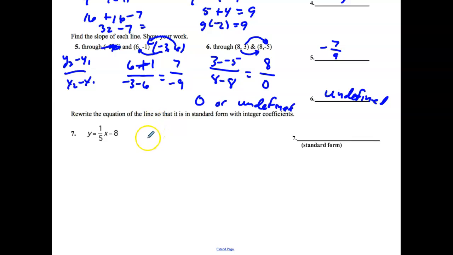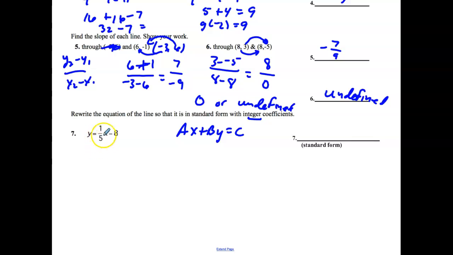Okay, 7, we're going to write in standard form with integer coefficients. Make sure you know your forms for the test. Standard form is ax plus by equals c. Integers means you're not going to have any fractions, so you can see we have a fraction over here. So I always encourage kids to get rid of the fraction right away.